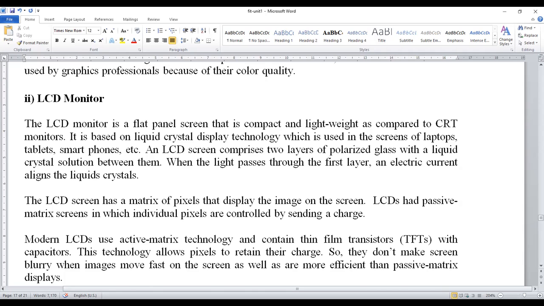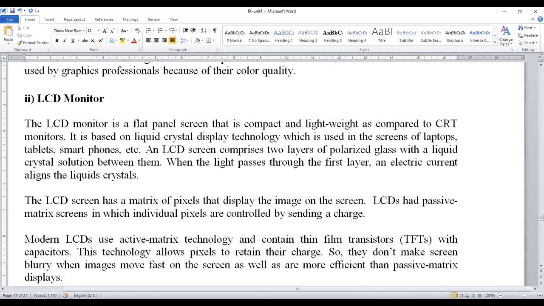When the light passes through the first layer, an electric current aligns the liquid crystals. The LCD screen has a matrix of pixels that display the image on the screen. LCDs have passive matrix screens in which individual pixels are controlled by sending a charge.